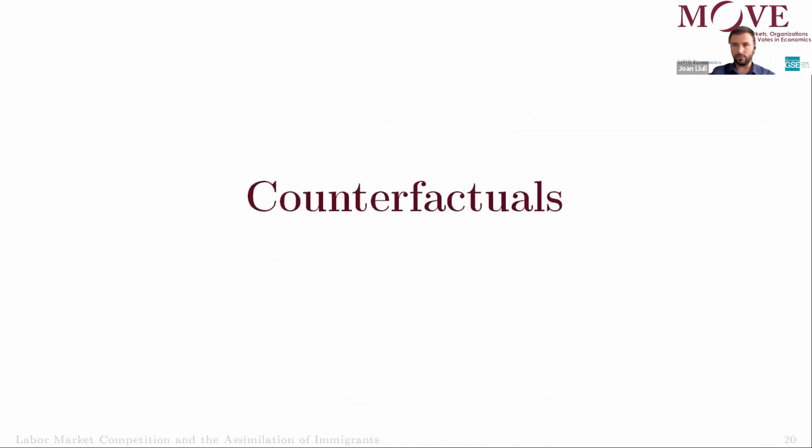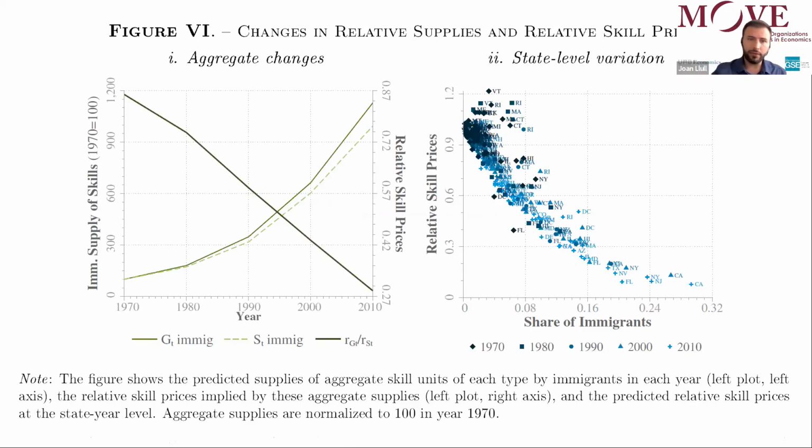I'm going to jump straight to counterfactuals in the last 17 minutes that we have. So first, let me give you a sense of how big the supply shock has been. In this graph, in the left panel, what we have is how the immigrant supplies of general skill units and specific skill units have changed over time. As you can see, there is a massive increase of general and specific skill units supplied by immigrants. But because immigrants supply less specific skills than natives, there's been a higher increase in general skill units than in specific skill units.